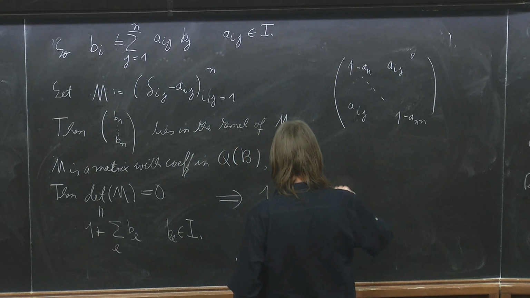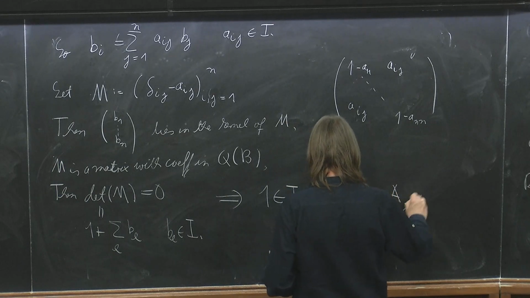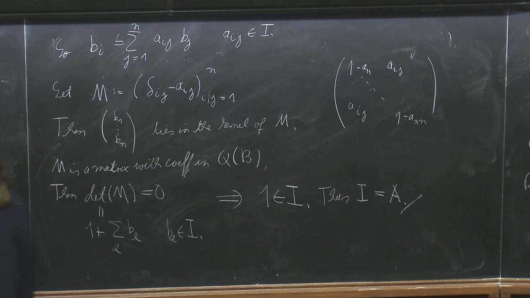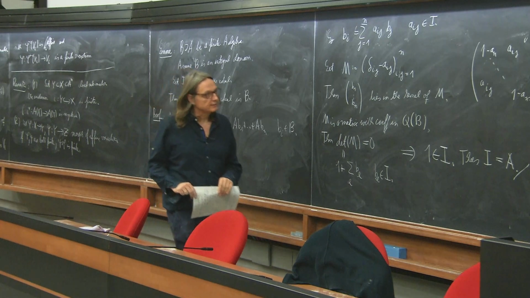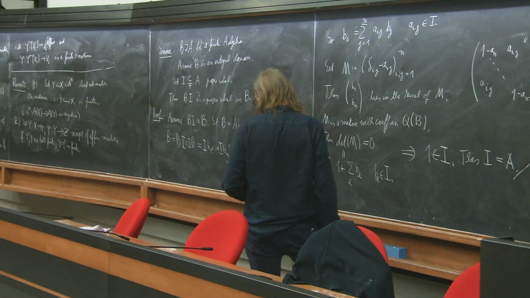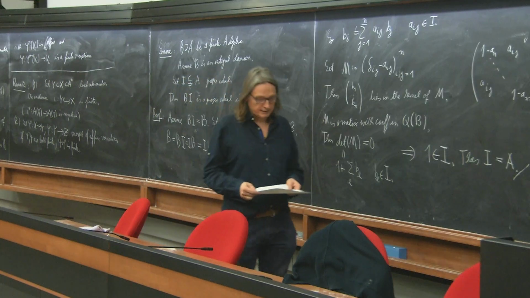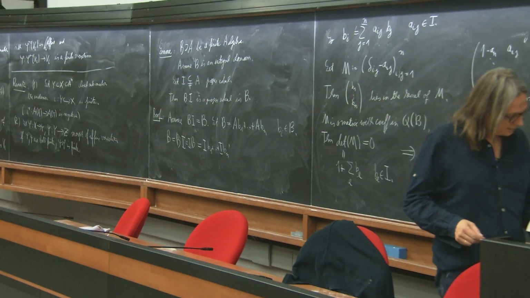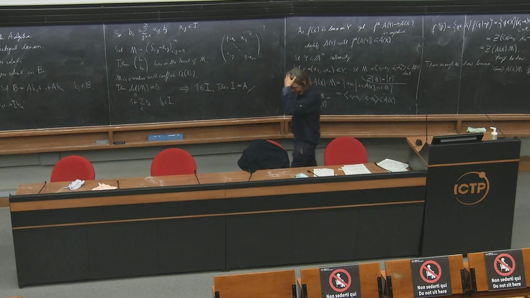Thus I is equal to A. We have seen that if BI is not a proper ideal, if BI is equal to B, then I is equal to A. And this then concludes that finite morphisms are closed. Okay, so maybe it's a good moment to stop. Next, I will make some applications of this.